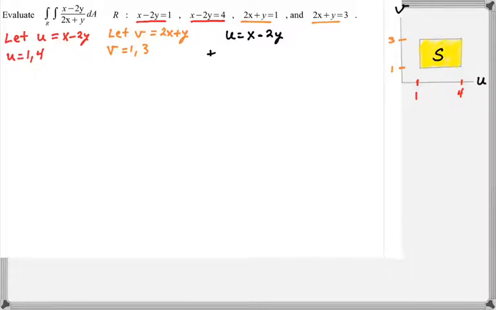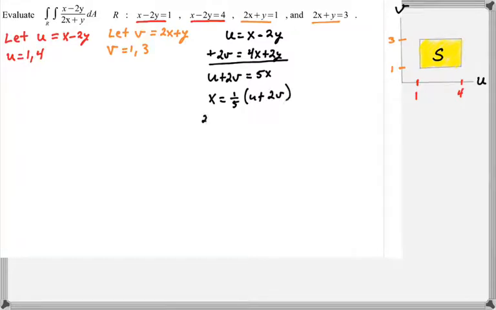So if we simply add u and 2v, 2v is equal to 4x plus 2y. So when we add those, we'll have u plus 2v is equal to 5x, and the purpose of this was to get the y's to absorb. So then x is equal to 1/5 times u plus 2v. So then the partial of x with respect to u is going to be 1/5. The partial of x with respect to v is going to be 2/5.